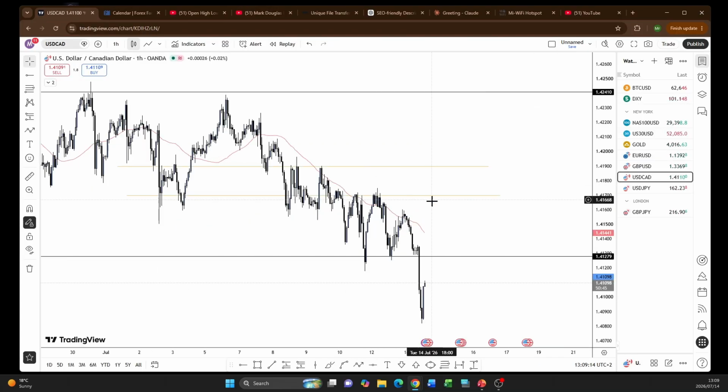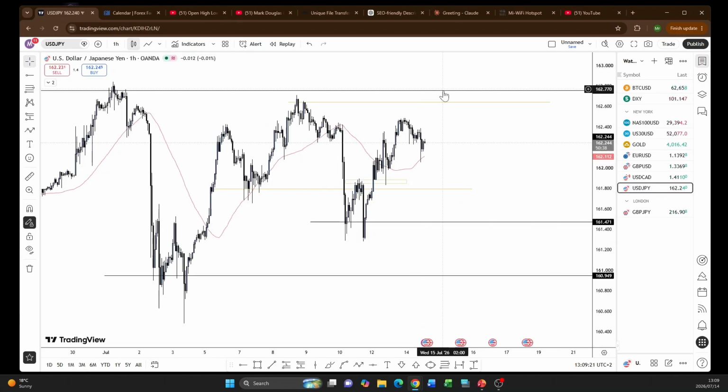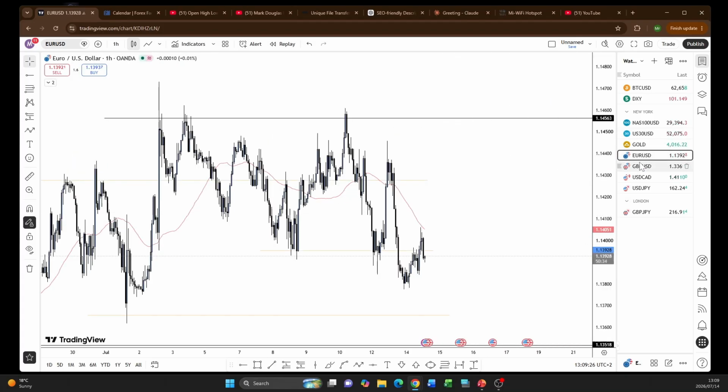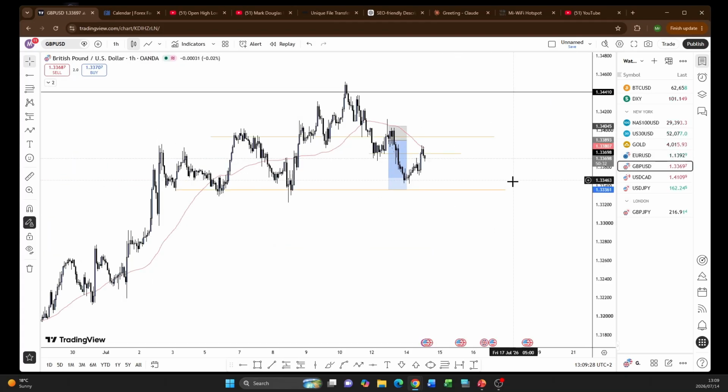right? If I analyze this, price has to push to the upside. If I check USD JPY, it has to push to the upside, right? And then these EUR USD pairs, they should be heading to the downside. GU should be heading to the downside. Yeah, both of them, right?